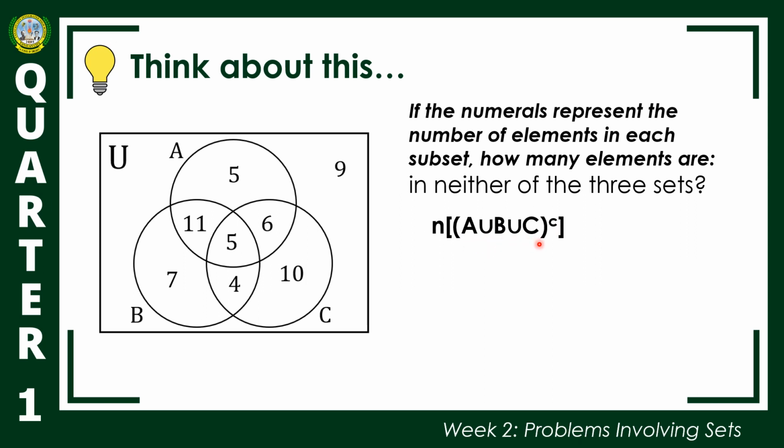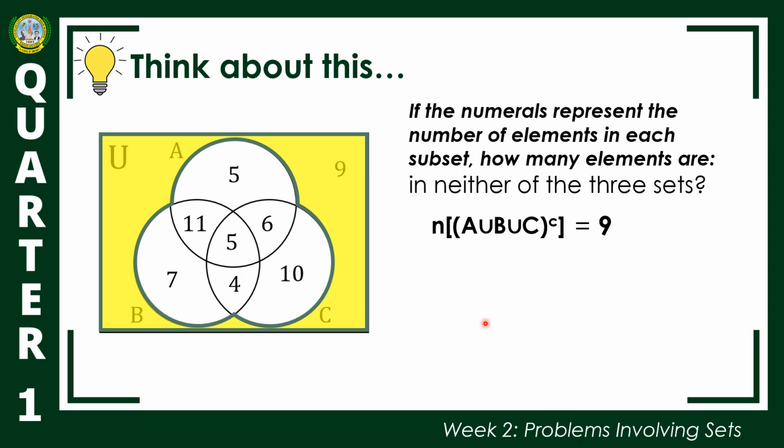In symbols po, it can be written as the complement of A union B union C. And for us to get the number of elements in this set, ayan, so titingnan po natin yung region sa labas ng 3 sets. At kung mapapansin po natin, meron pong 9 elements na nasa labas ng A, B, and C. So, there are 9 elements in neither of the 3 sets.